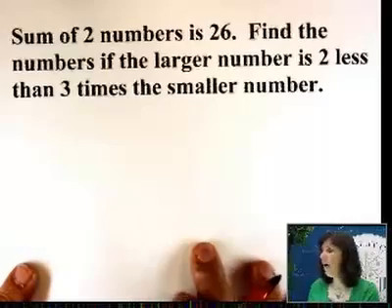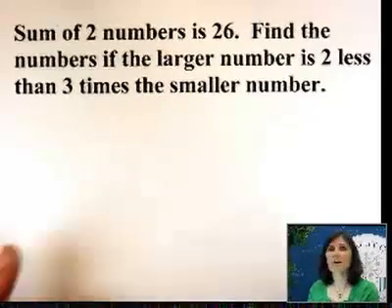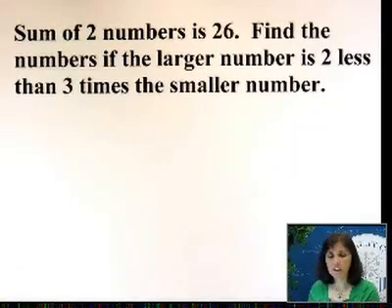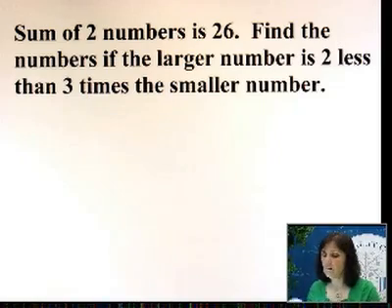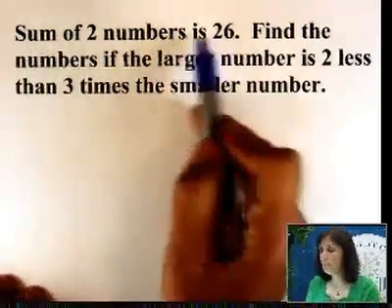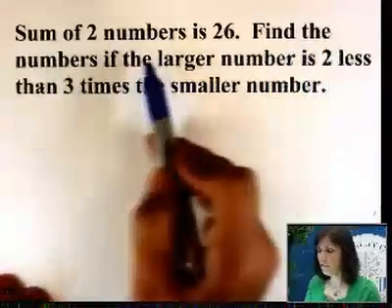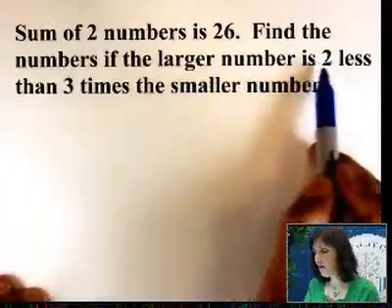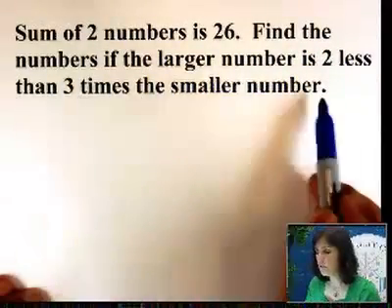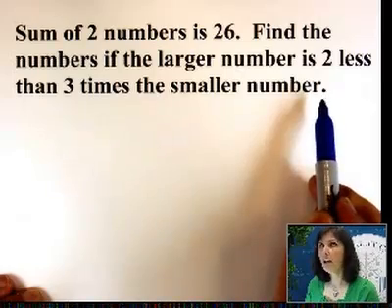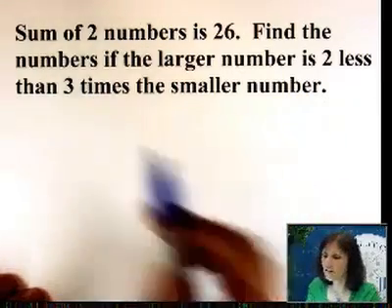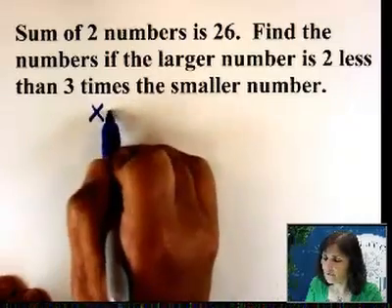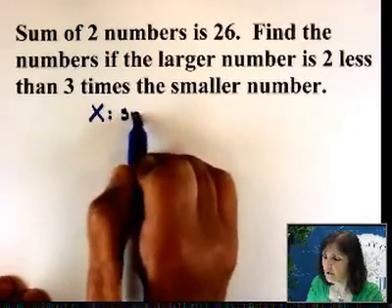Here we go. Okay, now a word problem. I mean, literally, there are sentences in there. The first thing to do is write down what x represents. Now, the sum of two numbers is 26. Find the numbers if the larger number is 2 less than 3 times the smaller number. Okay, now, usually, I take the smaller number as x, so I will write it down. X as the smaller number. Write down.